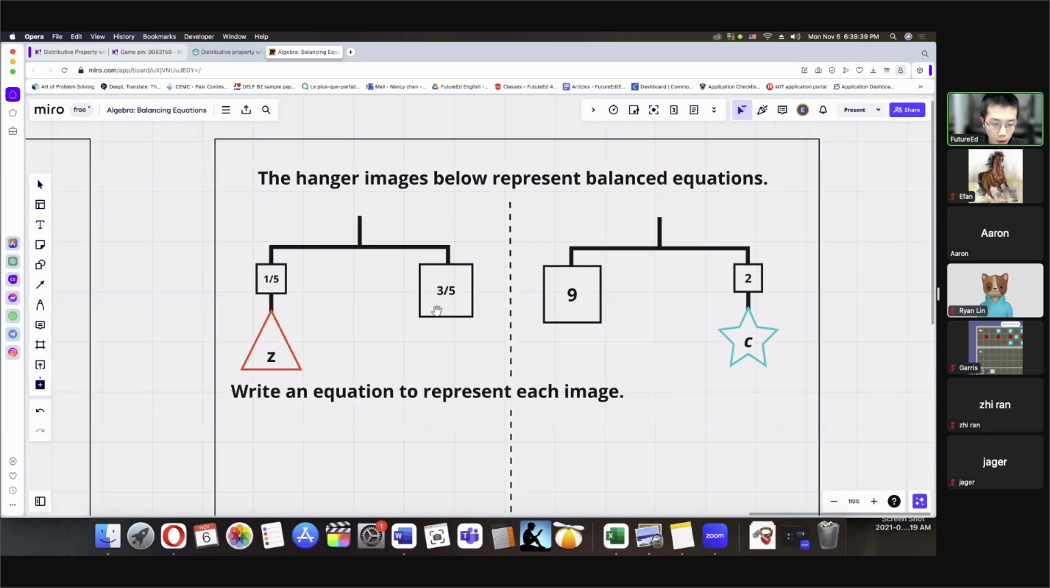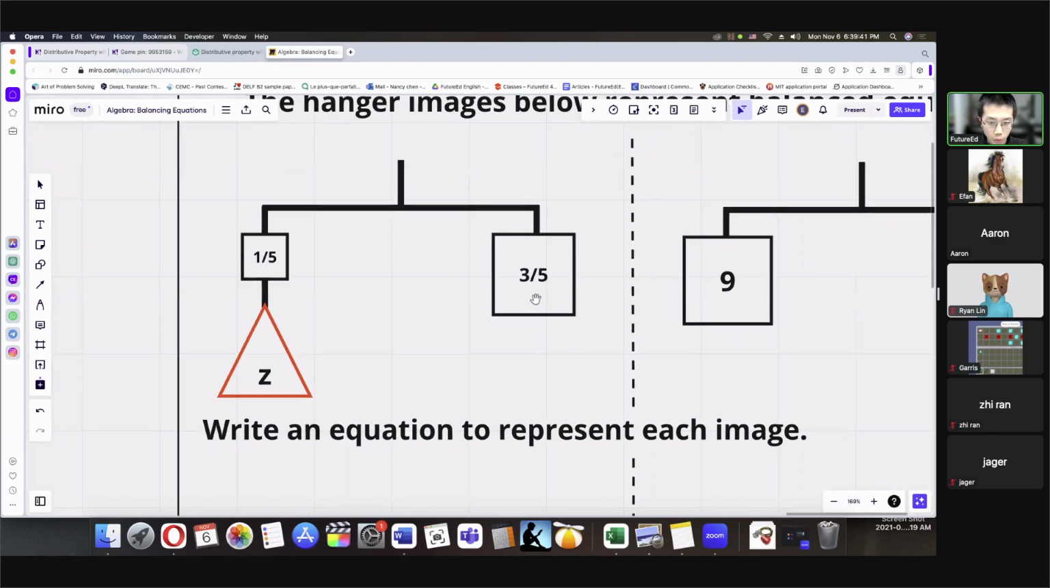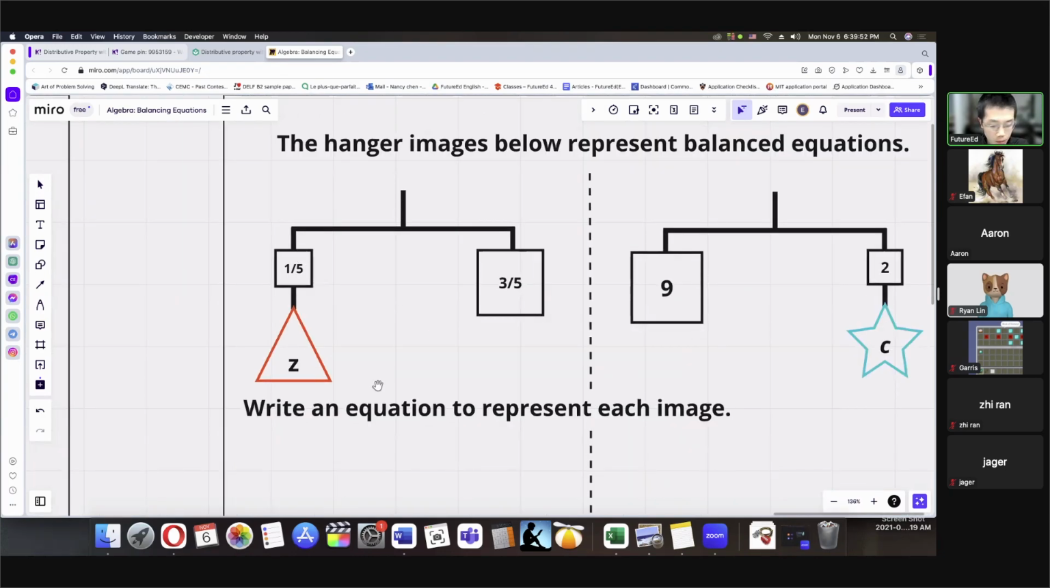So we have, I can zoom in a bit if you want. We have 3/5 on the right side, and we have 1/5 and a Z on the left side. And as you might be able to see, they're balanced, which means they have equal weight. So how would you write an equation to represent this image?